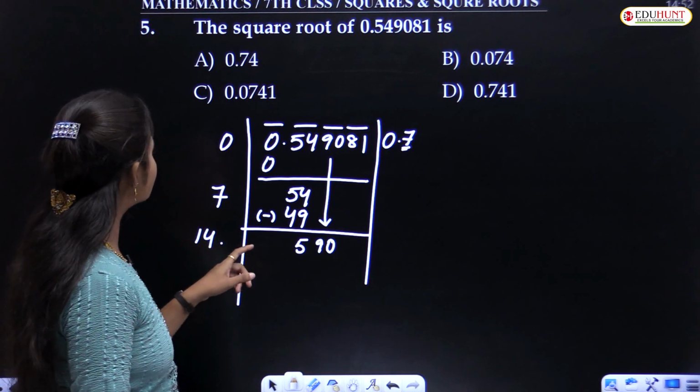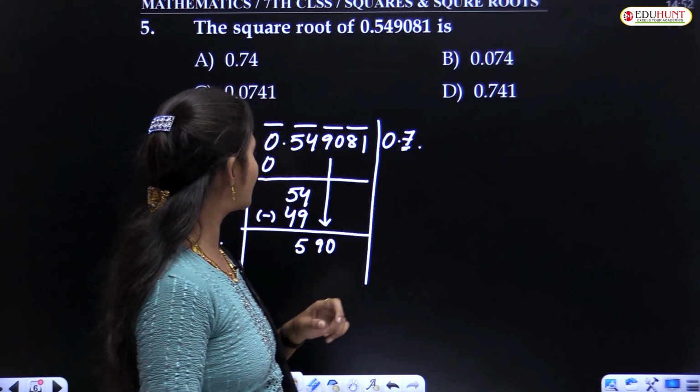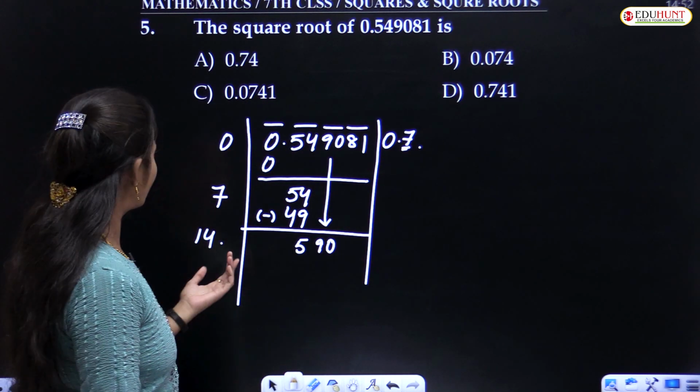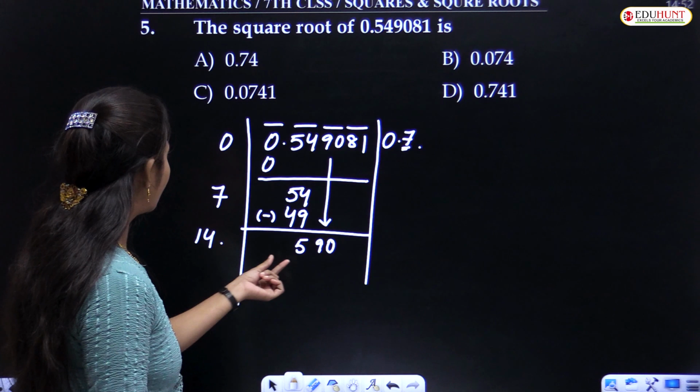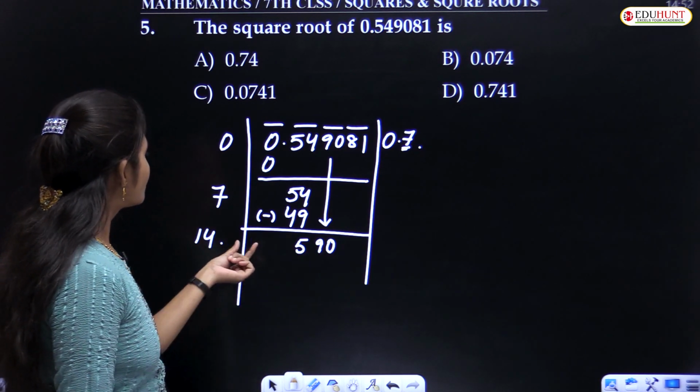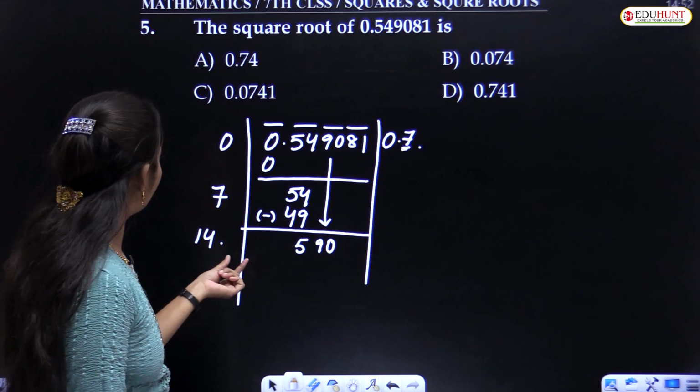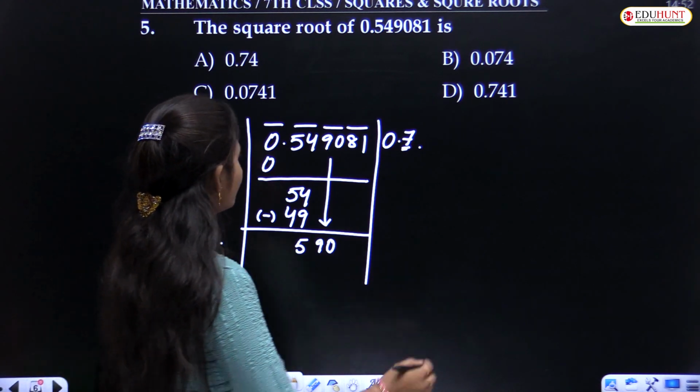Next, which number exists here? The same number should exist here also, no? Okay. So, take the nearest number. Here 59 is there, so 59 is the nearest value. We can take it as 14.